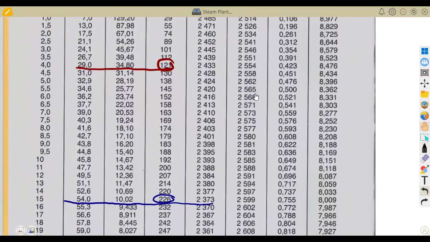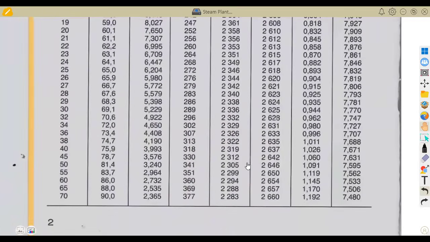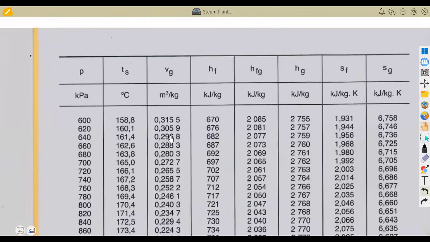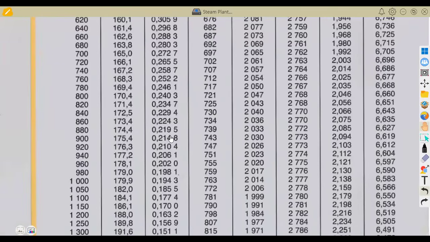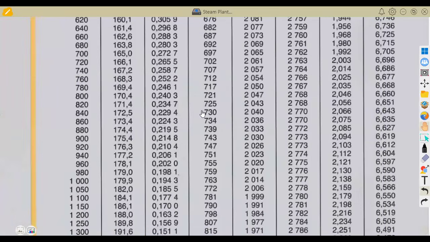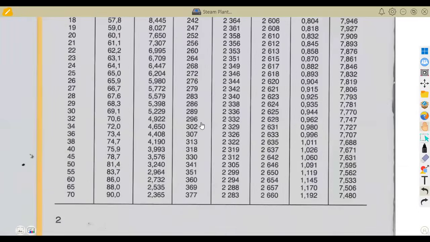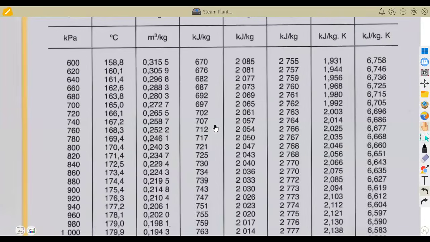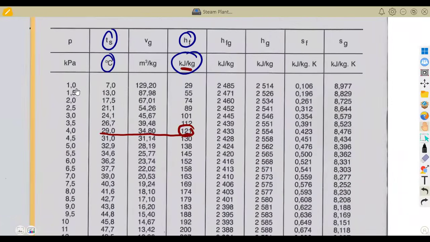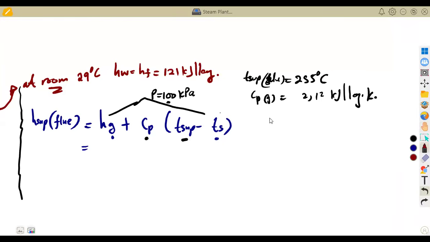We need the pressure at 100. This is ending at 70, so let's check the next one. It seems like I did not insert this page, guys. I'm having a hard copy here, so let me check on the hard copy. But guys, I know how, and now you know how to find this. You go on pressure, then straight across you need Ts and you need Hg. Remember, we need Ts and Hg at a pressure of 100.